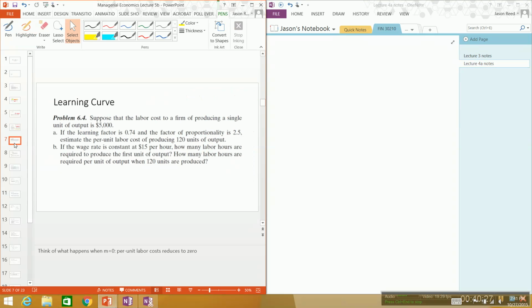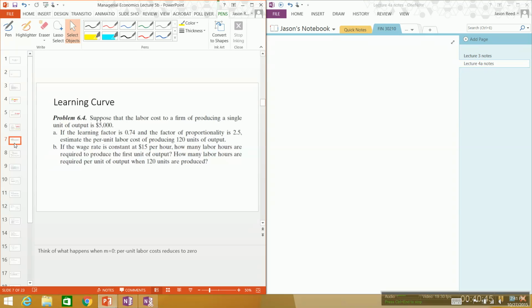So how can we solve a problem with this? Suppose that the labor cost of a firm of producing a single unit of output is $5,000. If the learning factor is 0.74, so this is M, and the factor of proportionality is 2.5, estimate the per unit labor cost of producing 120 units of output.